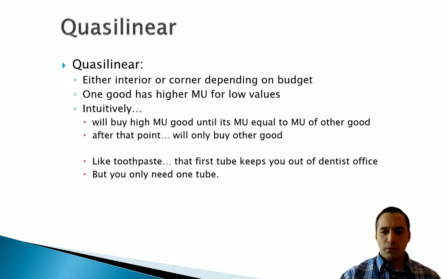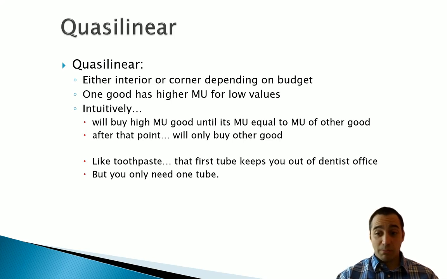You might ask, well, this quasi-linear stuff seems kind of wacky. When do people use it? It's often used by economists when they want to talk about kind of bare necessity goods, like toothpaste. That first tube of toothpaste gives you a lot of utilities per dollar. Toothpaste is cheap, and it keeps you out of the dentist's office where they would obliterate your teeth, and that sounds really unpleasant.